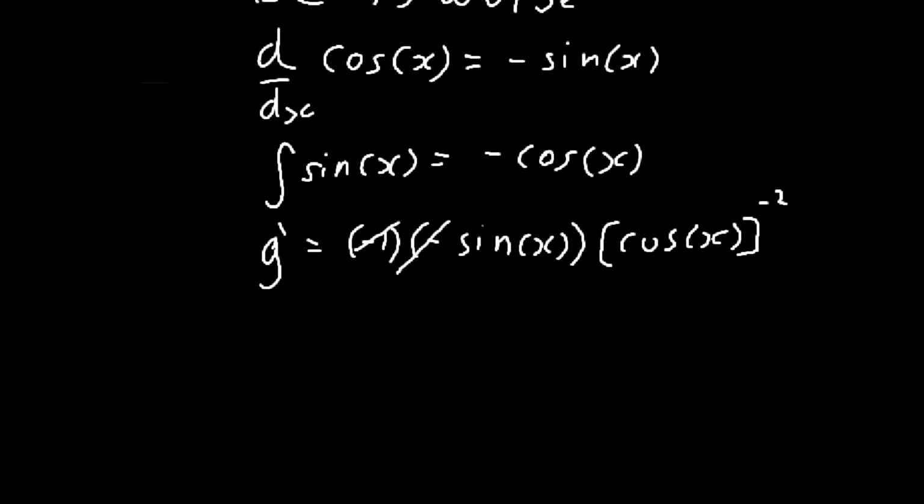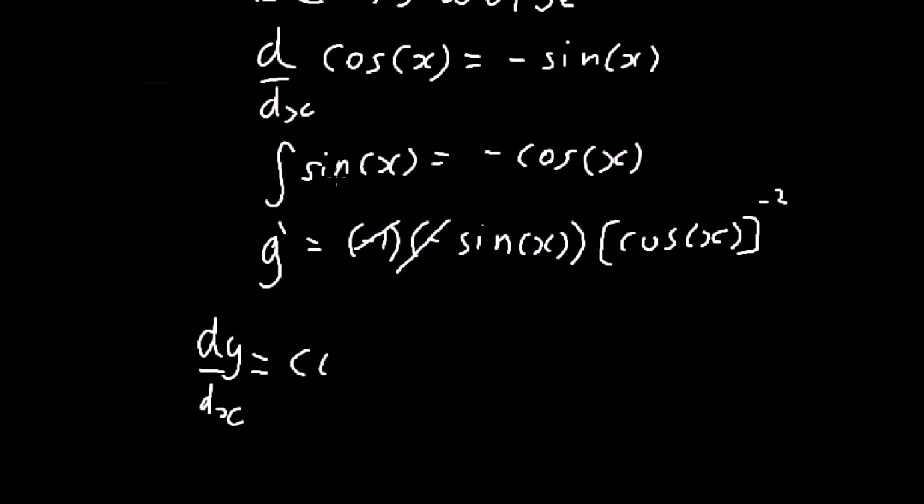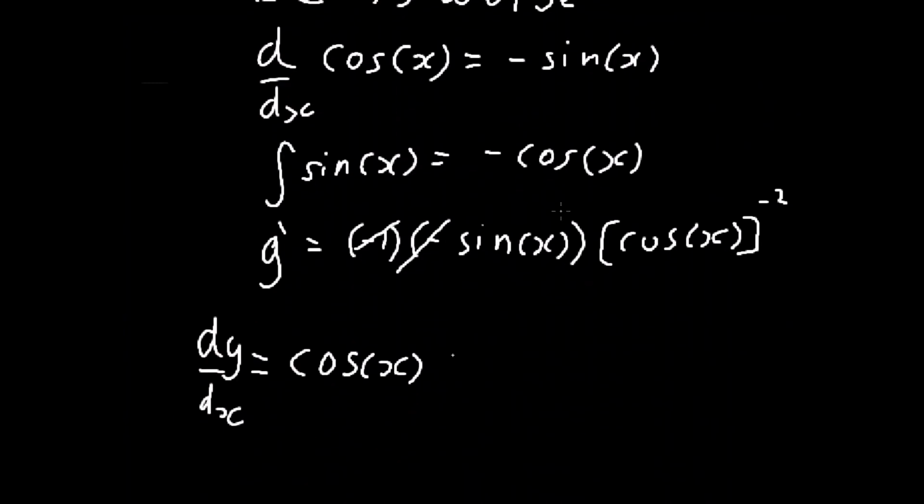So we can say that dy dx is equal to, I'll just say it's a y to make life a bit easier. Okay, so now the very first bit, that f prime, which is cos x. Okay, and then we have our g, which is cos x to the minus 1. And another way of writing that is like this.